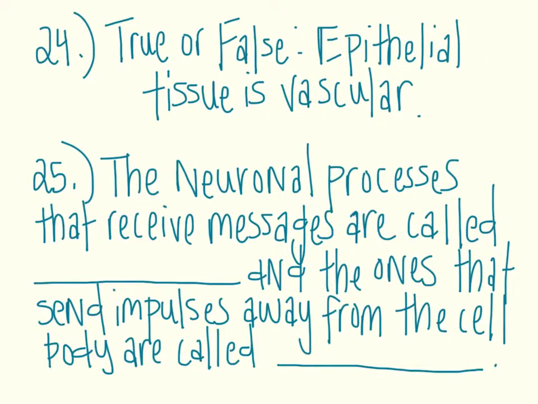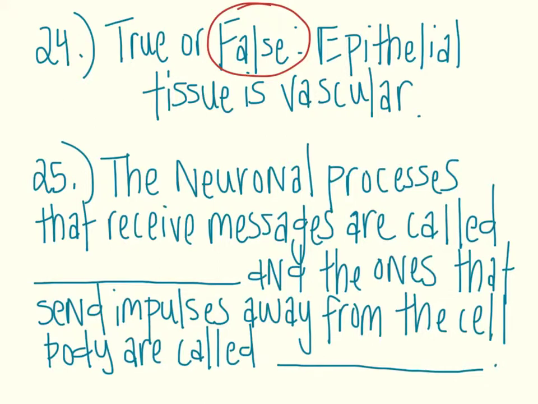Question 24, true or false, epithelial tissue is vascular? The answer to this is false. It is not vascular, it is actually avascular. What that means is if something is vascular, it has blood supply, whereas epithelial tissue does not. It does not have blood vessels, so we're going to put an A in front. So epithelial tissue is actually avascular.